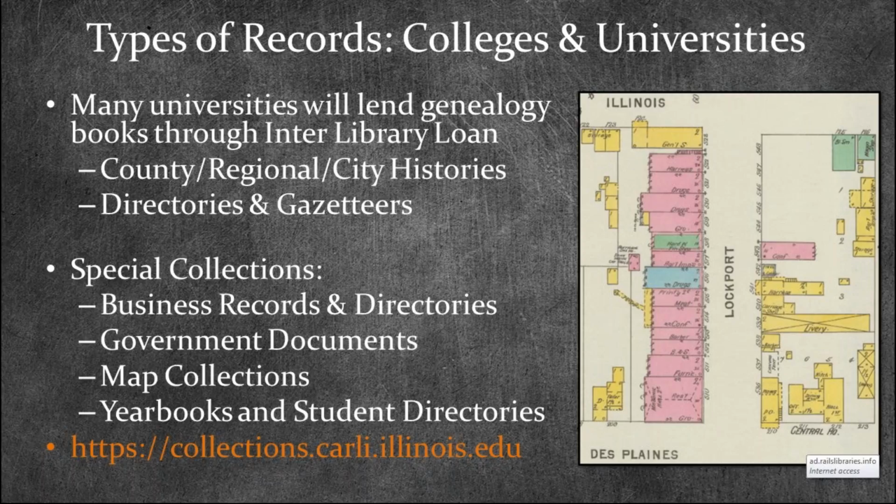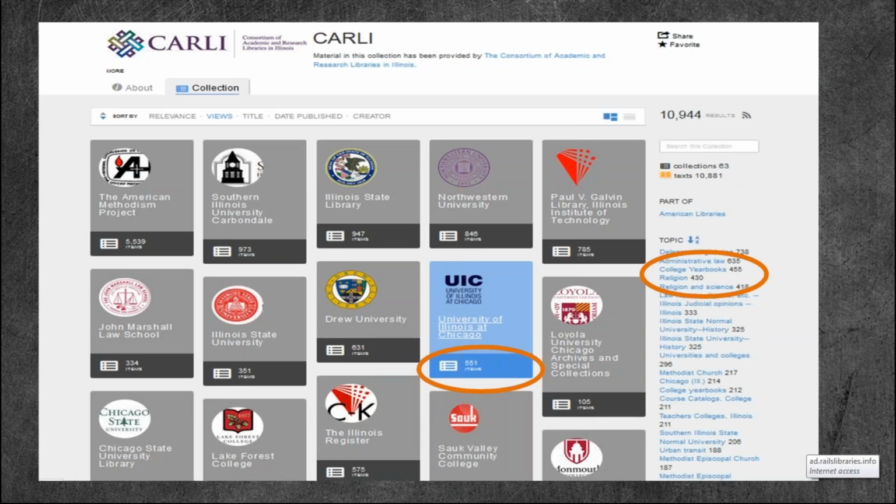So if any of you are familiar with the university system, you've probably heard the term CARLI, Illinois. And what CARLI is, it's the Consortium of Academic and Research Libraries. And they have a website. It used to be Ilinet, where we used to have to borrow materials before SILC, before the state library system. But they also have a digital collection.